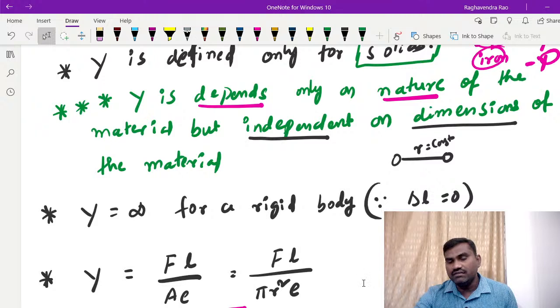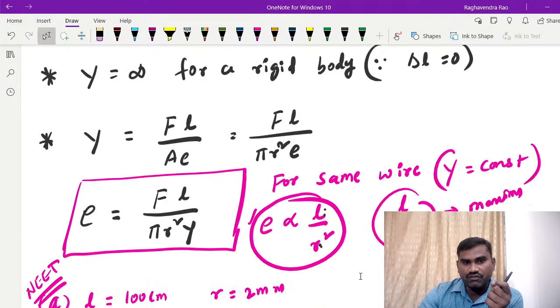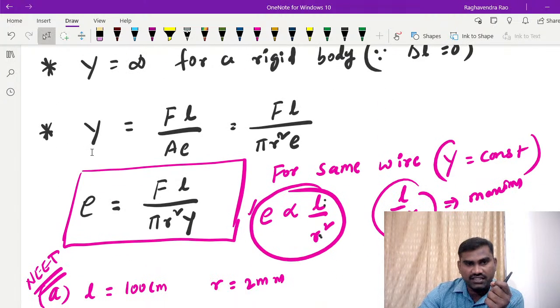And for a rigid body, the separation between the two molecules will remain the same. There is no elongation produced in the wire. Because of that, Y is equal to infinity for a rigid body. Okay. So as Young's modulus is not changing, there will be different elongations of the wires based on the nature of the material.